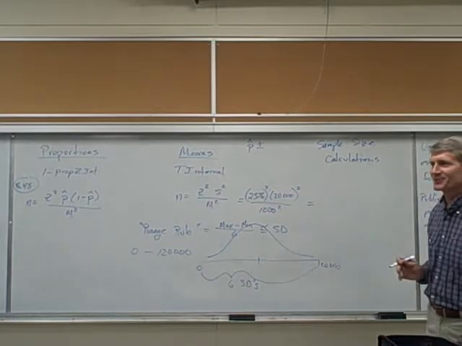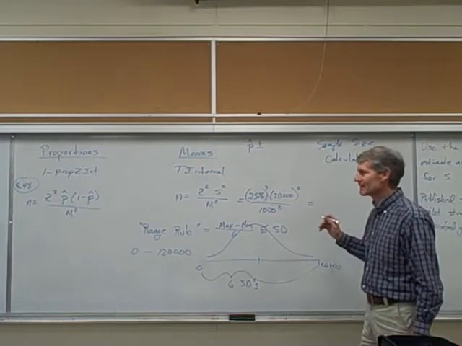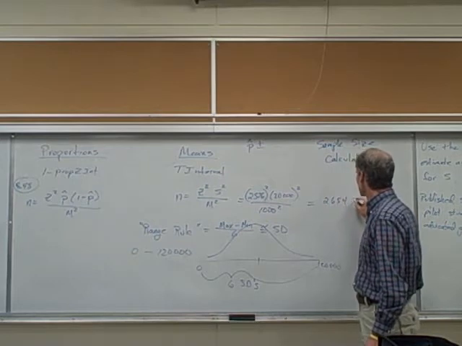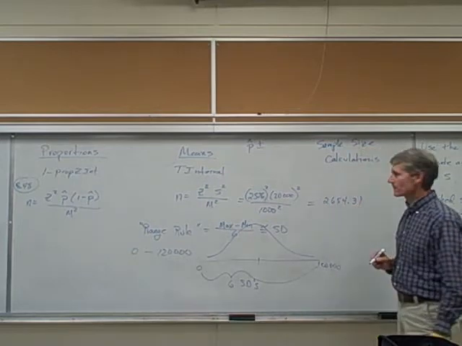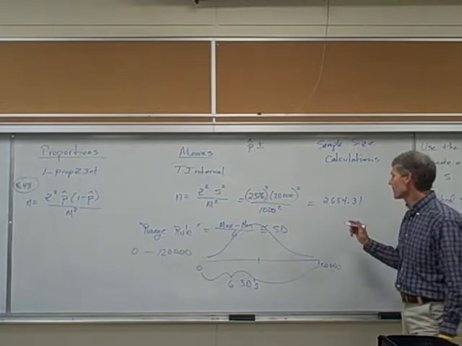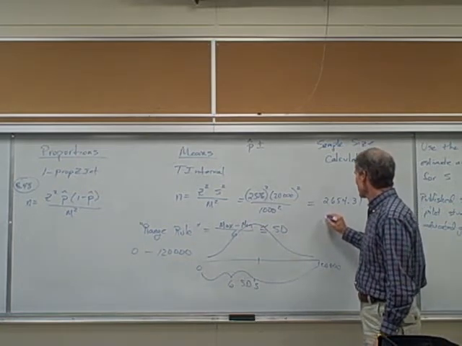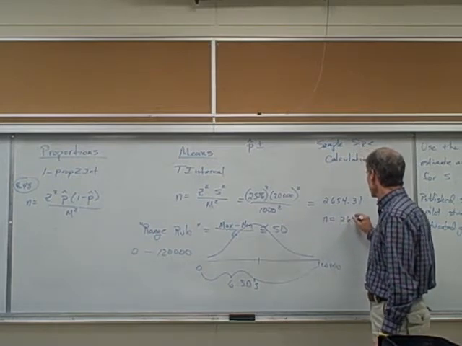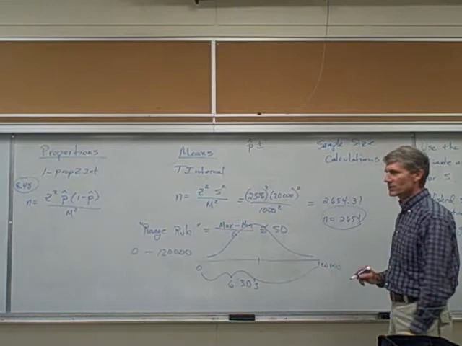You're always the fastest. What'd you get? 2,654.31. Okay. Is that what other people are getting? So, rounding the proper way, n is 2654. You just round to the nearest whole number.